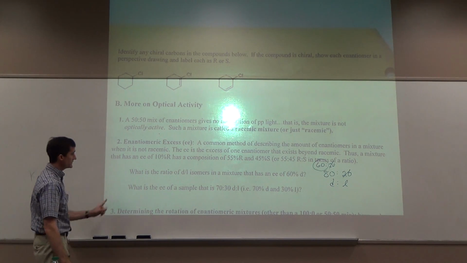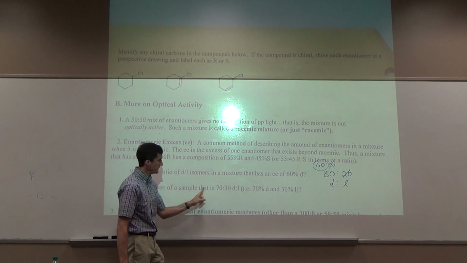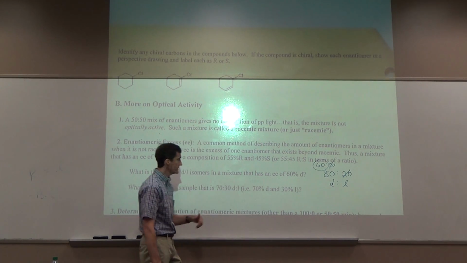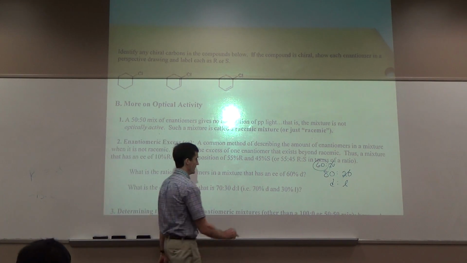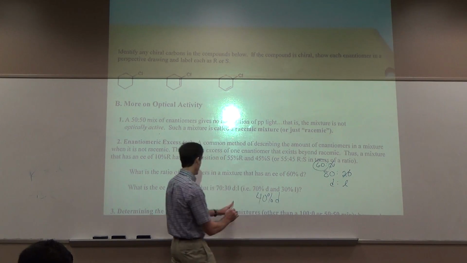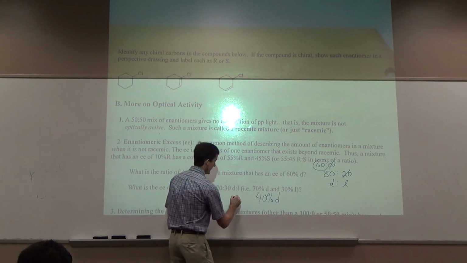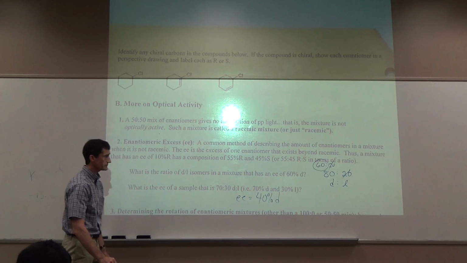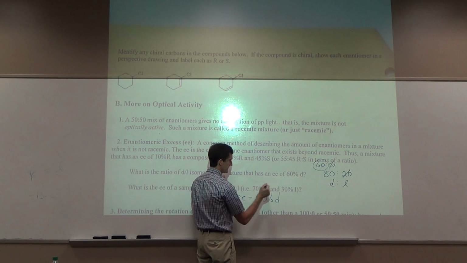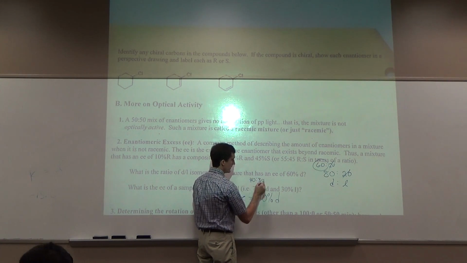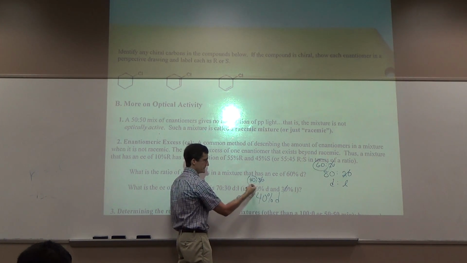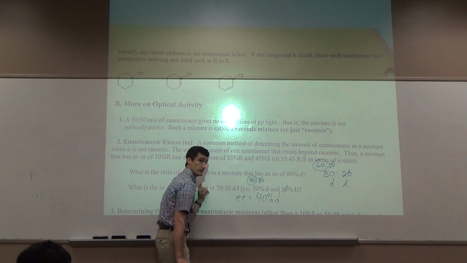Okay? Let's go the other way. What is the EE of a sample that is 70-30 DL? That is 70% D and 30% L. What's the EE? 40% D. Yeah. EE equals 40% D. Basically, we can turn this into 40 and 30. 30 cancels 30, and you're left with 40%. 40% is the excess that's left after racemic.